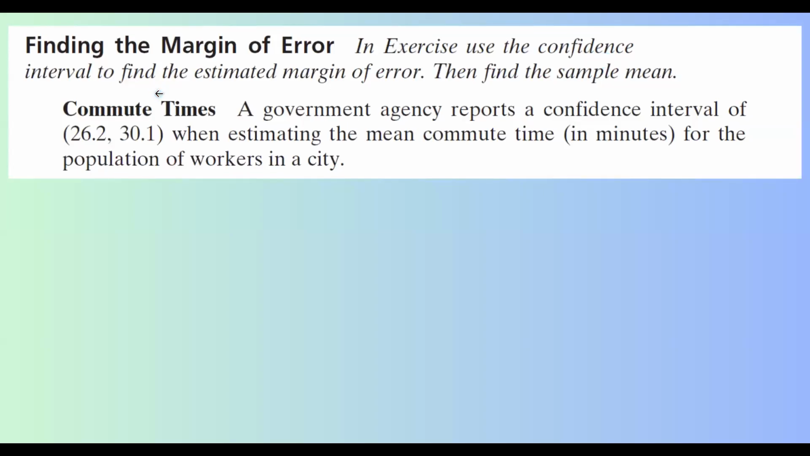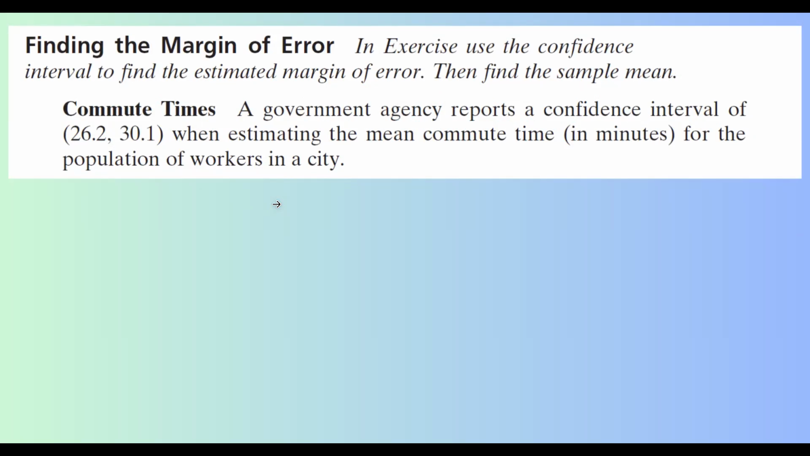Another question about margin of error. In the exercise, use the interval and find the margin of error. Can you find the sample mean as well? So, commute times. A government agency reports a confidence interval of 26.2 and 30.1 when estimating the mean commute time, the average commute time in minutes for the population of workers in a city.